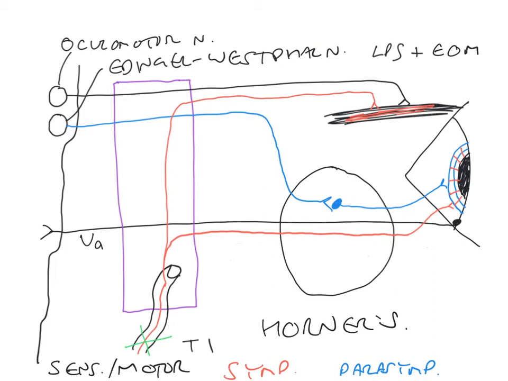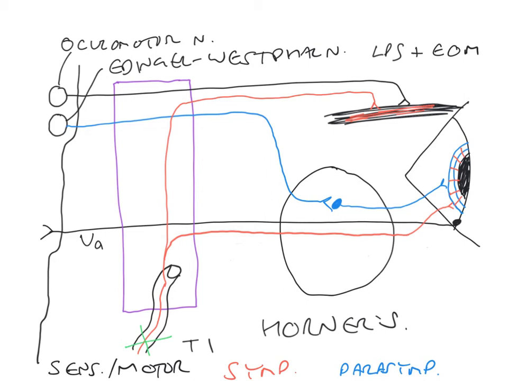So let's have a think about what the implications of disruption to the sympathetics could be. We would have lost sympathetic supply, which runs along the internal carotid artery and supplies two major structures. We would lose supply to the dilator pupillae muscles, and additionally we would lose supply to the smooth muscle component of levator palpebrae superioris.